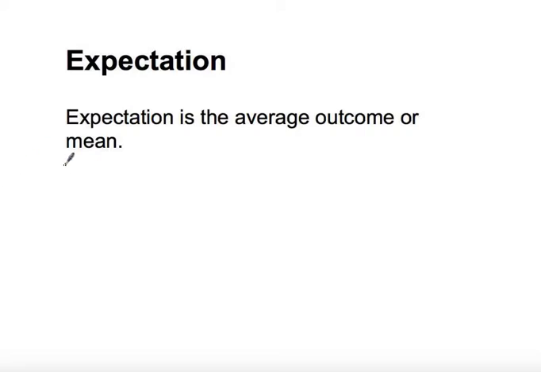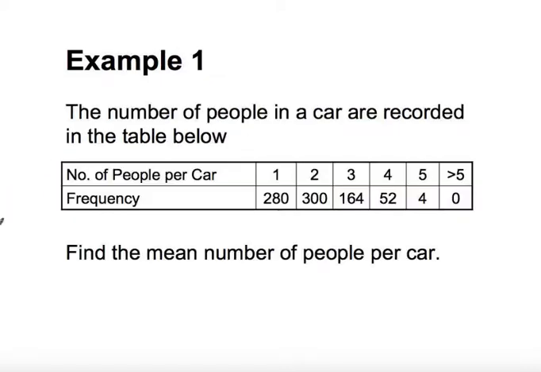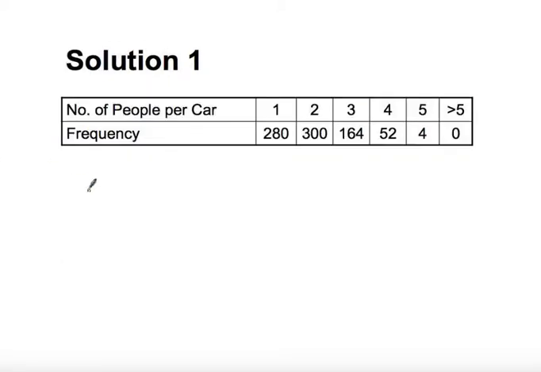Expectation. The expectation is the average outcome or the mean. And this is best explored through an example. Let's look at example 1. The number of people in a car are recorded in the table below. We want to find the mean number of people per car. Now, as we know, the mean is the total of all data divided by the number of data.